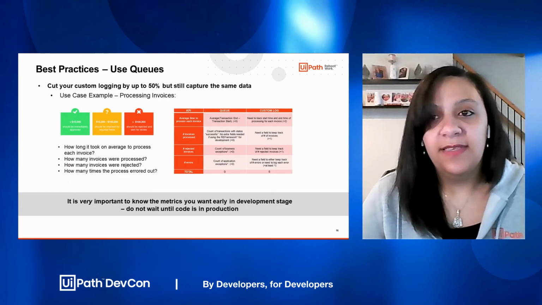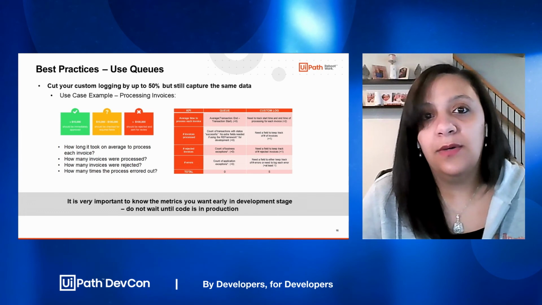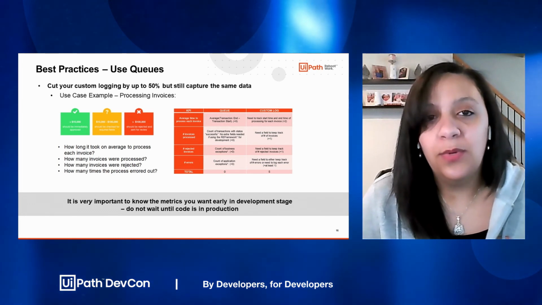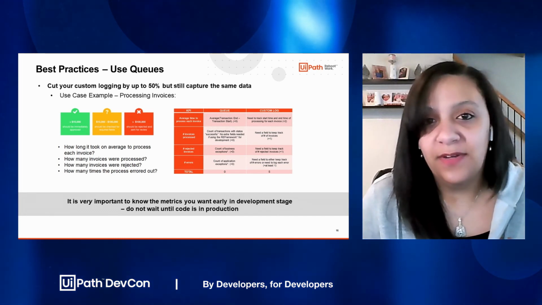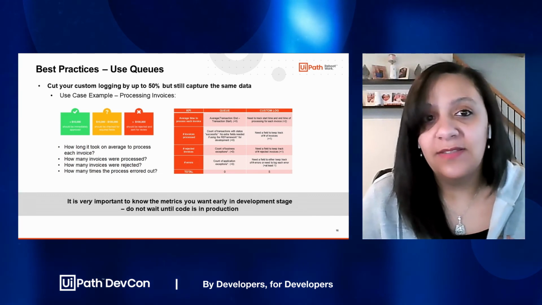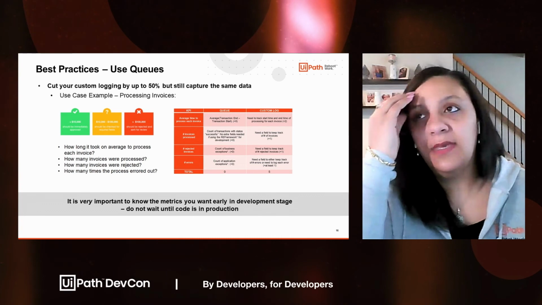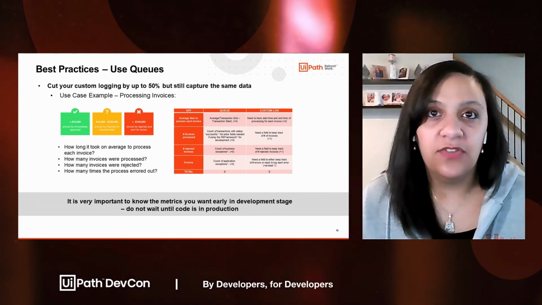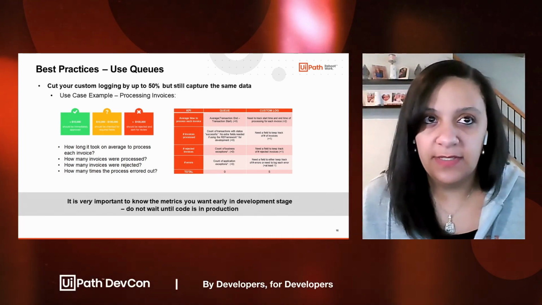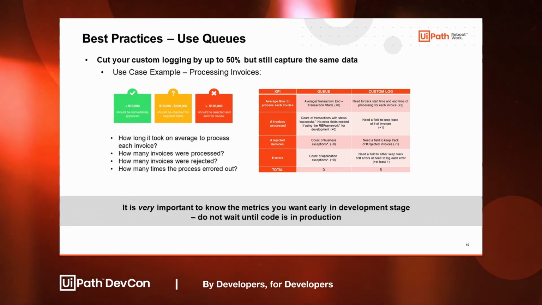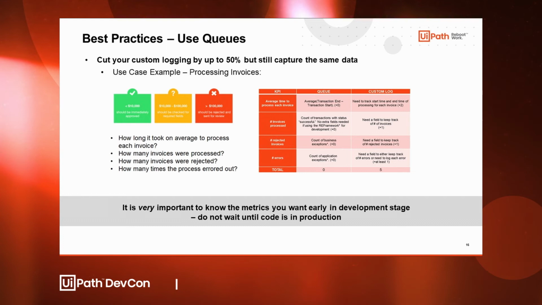Now, best practice, and what you want to do, is use queues whenever and wherever you can. It cuts your custom logging by up to 50%, and it still captures that same data. Because of the way queues are structured, they capture standard information for us. So things like how long did it take my process to process my transaction, or how many transactions did I process? And it also at the same time allows us to store those business variables. It just makes tracking so much easier.